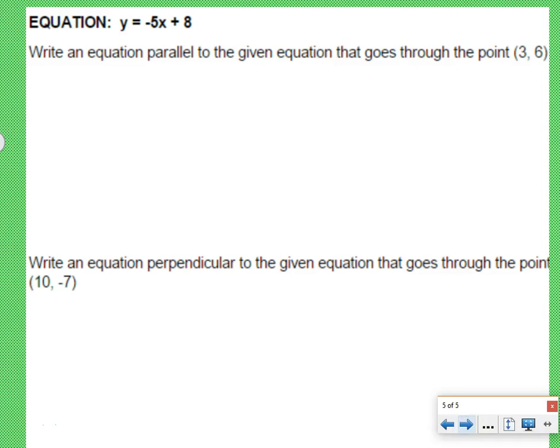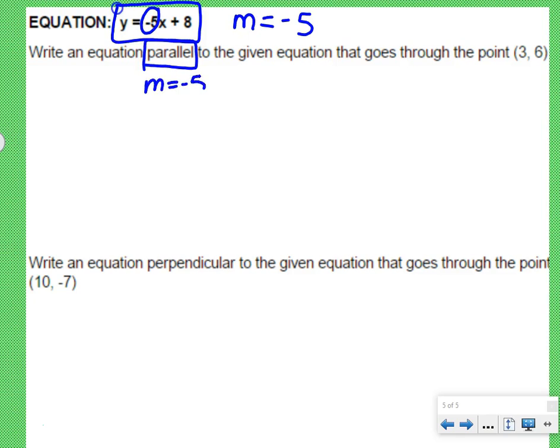Last little piece is we want to practice writing parallel and perpendicular lines. So we're going to be working with this equation. First off, let's indicate our slope, which is the number next to x. So it's -5. We want to write an equation that is parallel, so the slope is going to stay the same as the given equation, and it goes through the point (3, 6). So we know its slope is going to be -5 and it's going to go through the point (3, 6). I'm looking at this and I'm seeing point-slope form. I have a point and I have a slope, which means point-slope form is excellent for this.